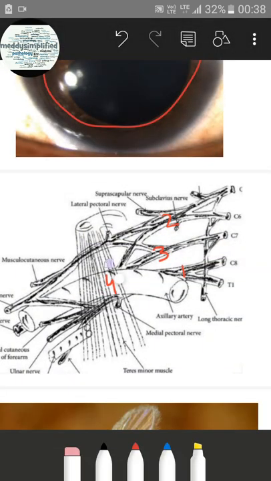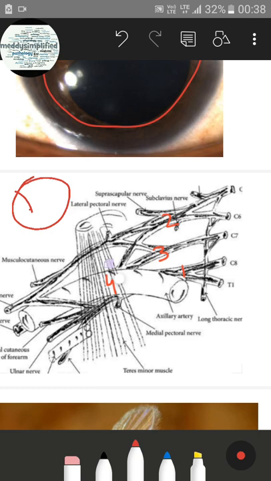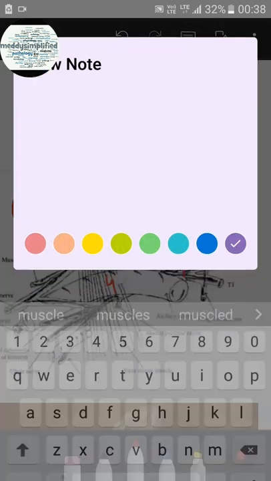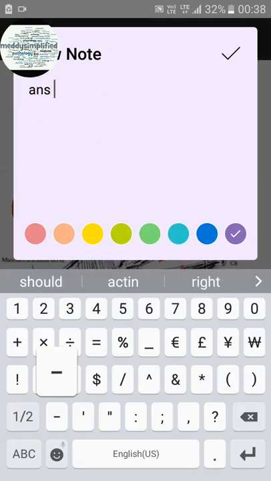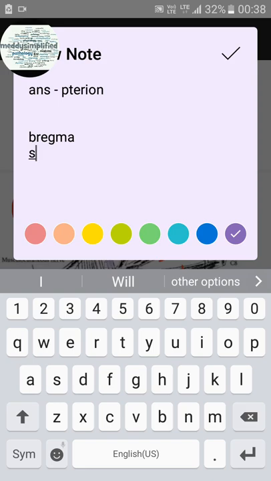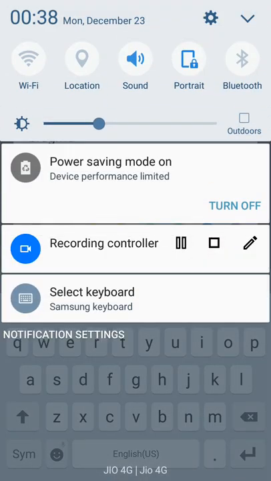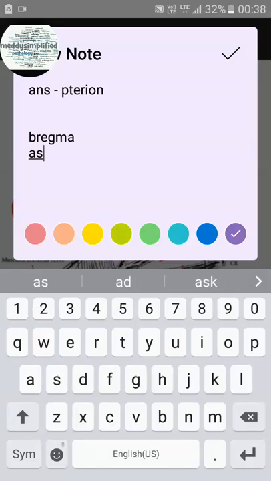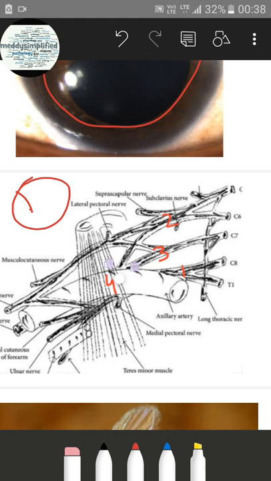So this was the image from anatomy. Another image of anatomy was given, in which they asked about pterion. The answer was pterion. Other options given were bregma, asterion, and some different ones, but the answer was pterion without doubt.